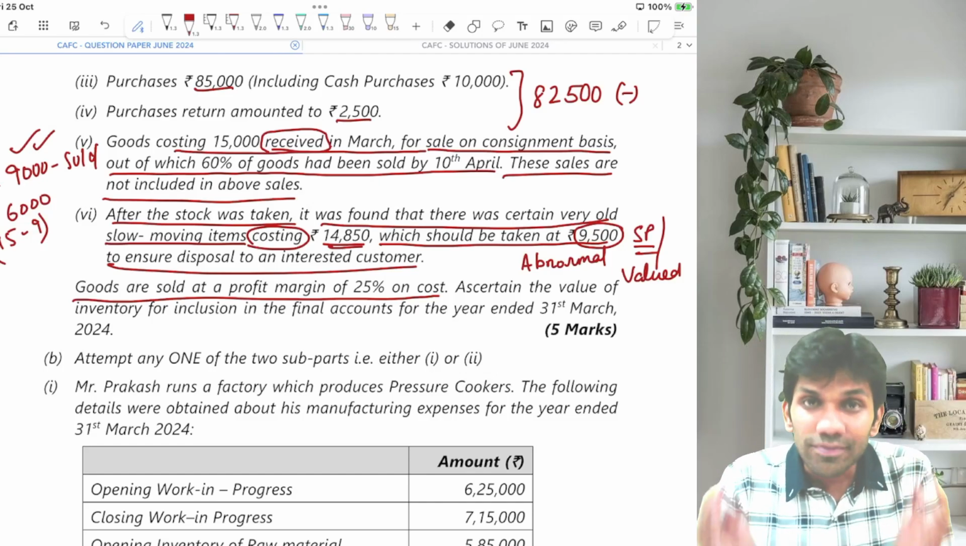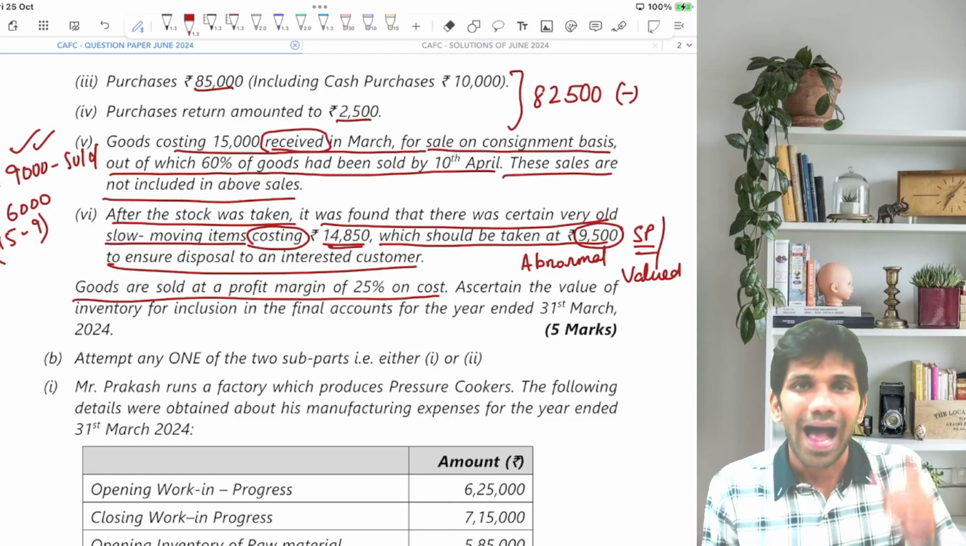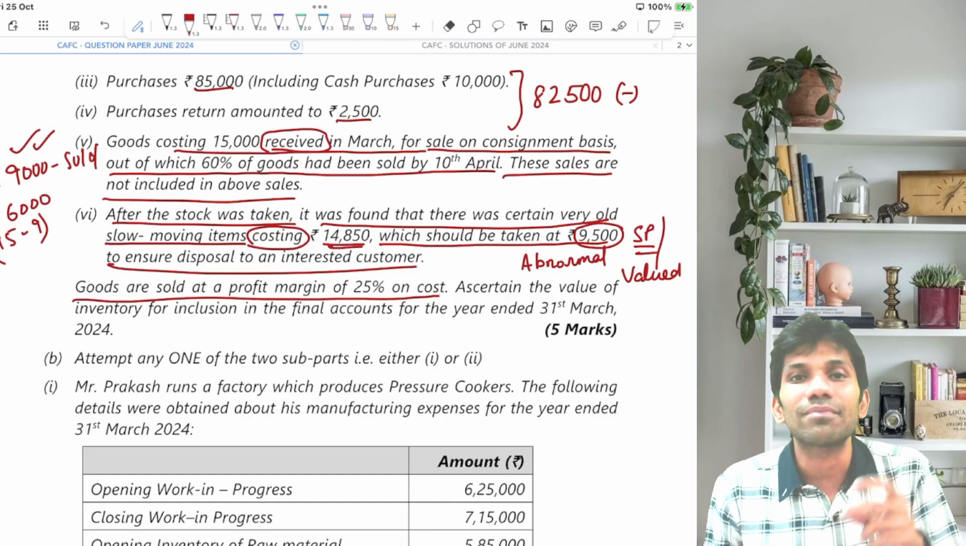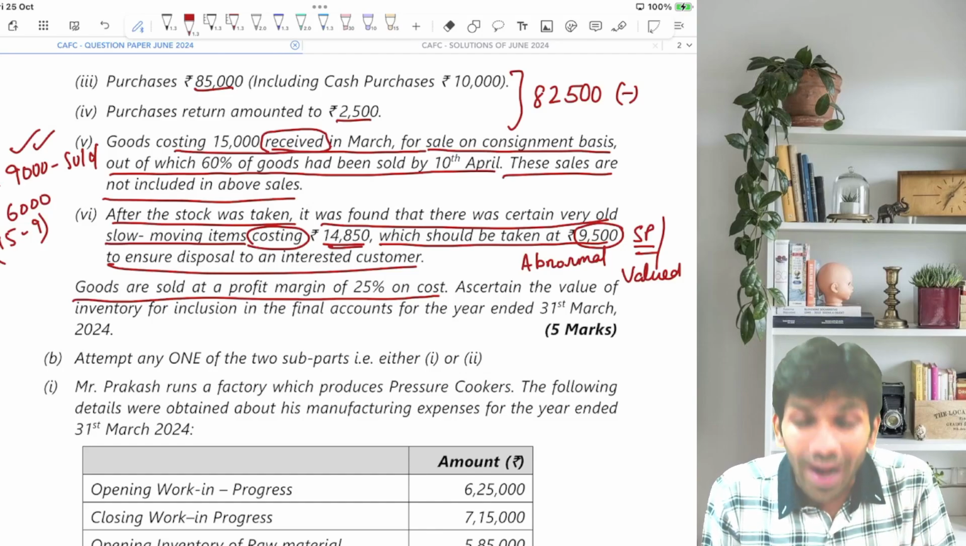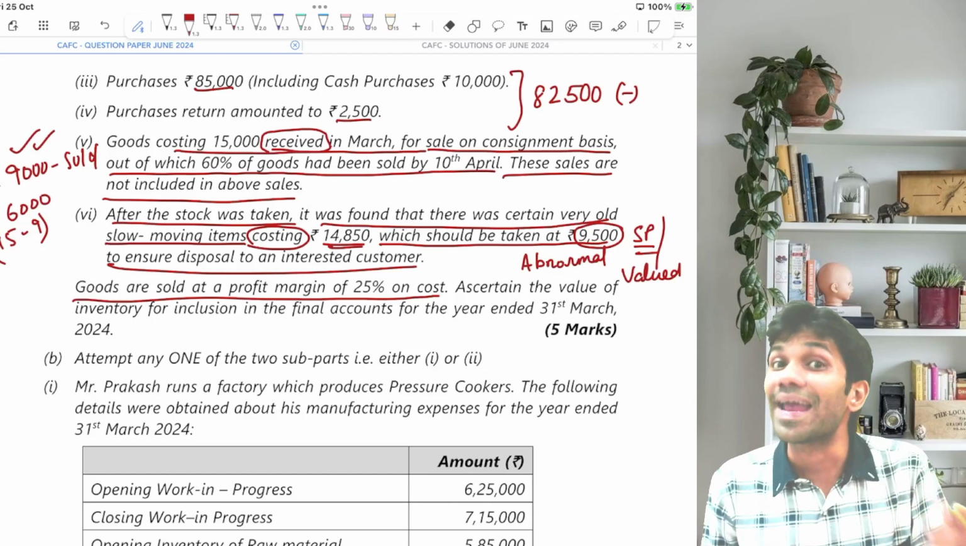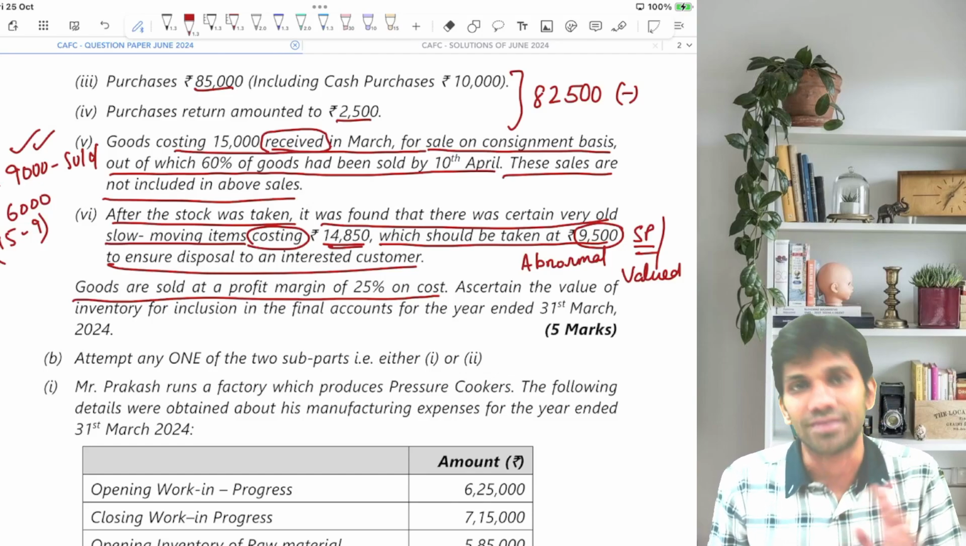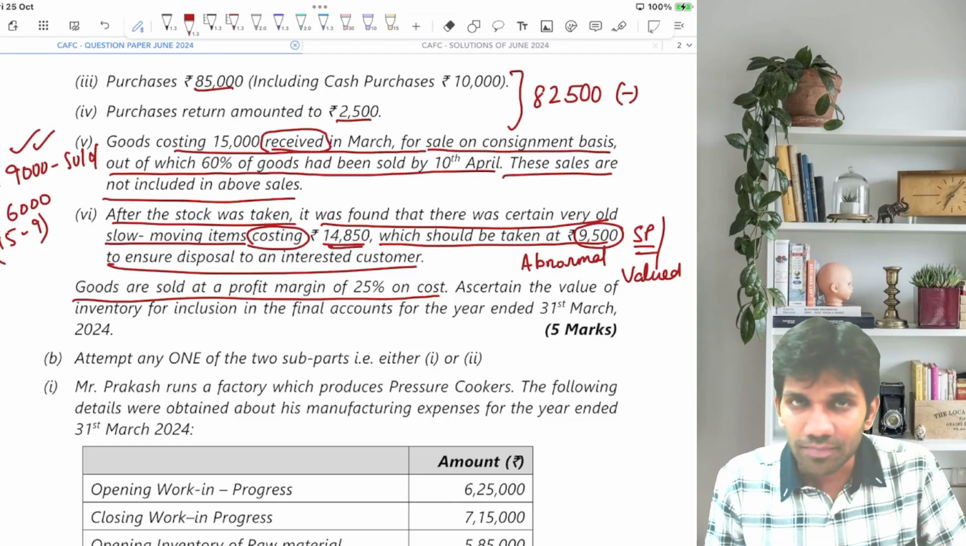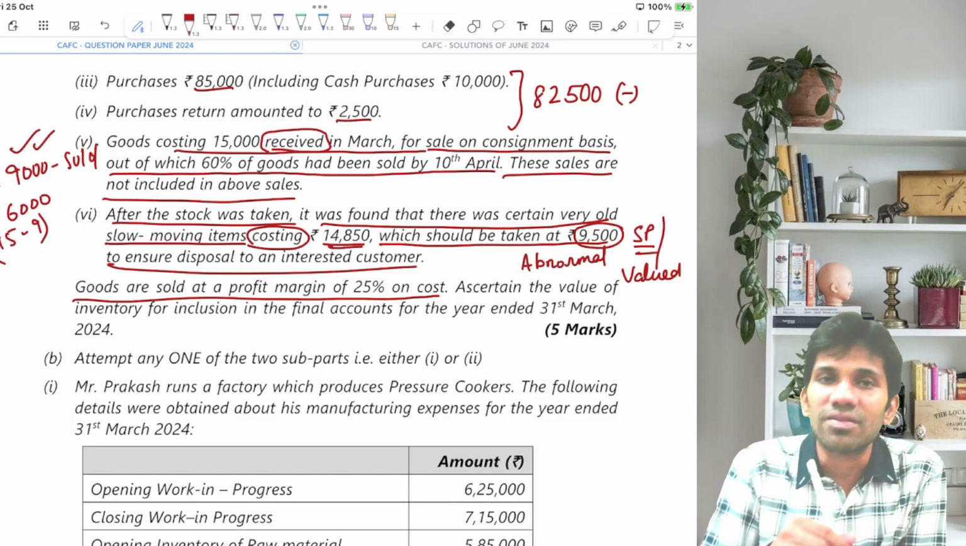So what I am supposed to do in inventory chapter, I paid 14,850. Now I am trying to sell it at 9,500 if any customer comes and buys. But till date, nobody has come. So can I say these goods are also lying with me in the godown?